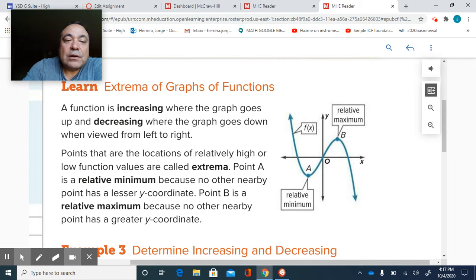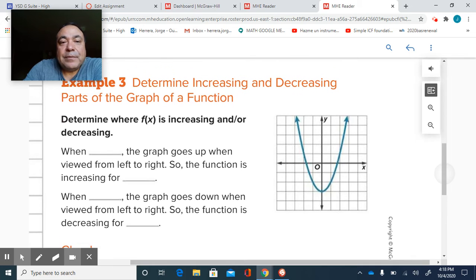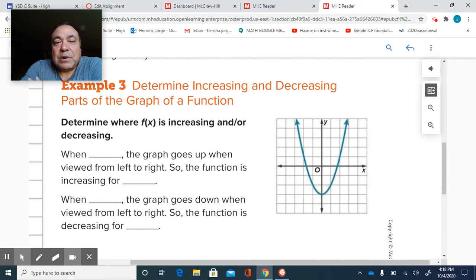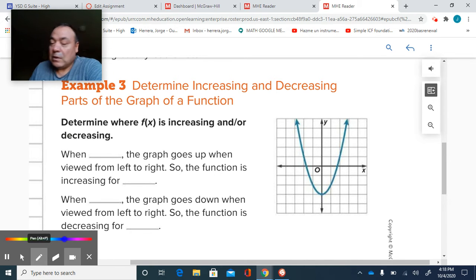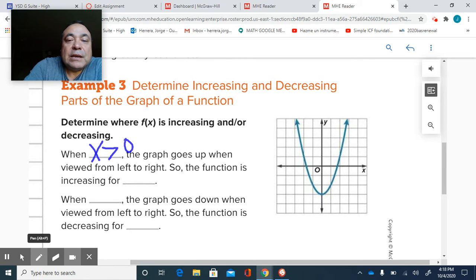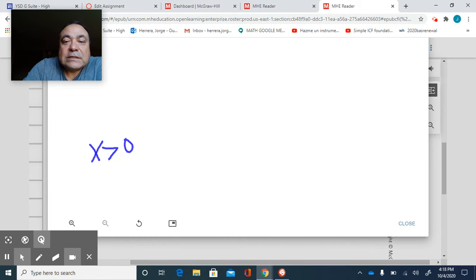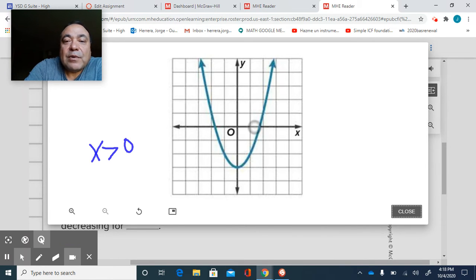So let's go down here to example 3. Okay? Determine increasing and decreasing parts of the graph of a function. We're going to determine if it's increasing or decreasing, and we need to analyze this. So first of all, for this one, when x is greater than 0, and it's going this way forever, towards infinity, guys, it's going here forever.